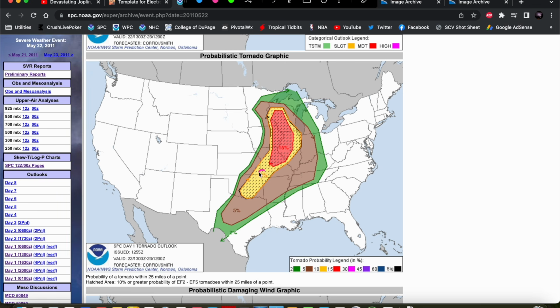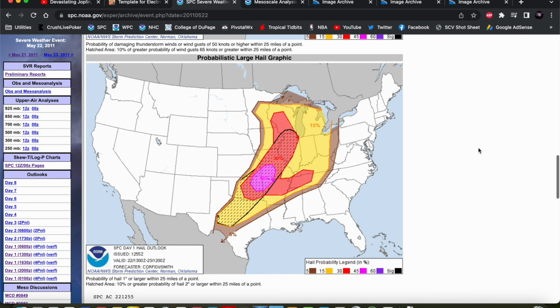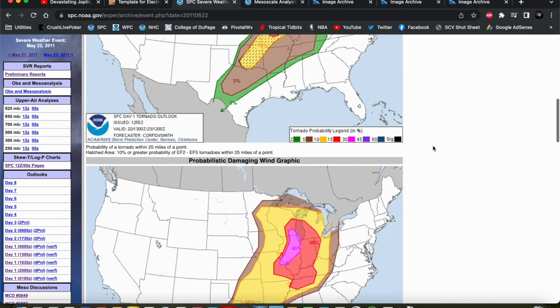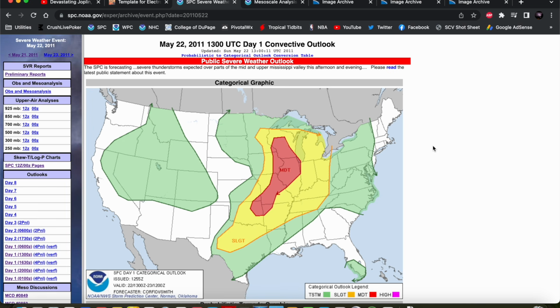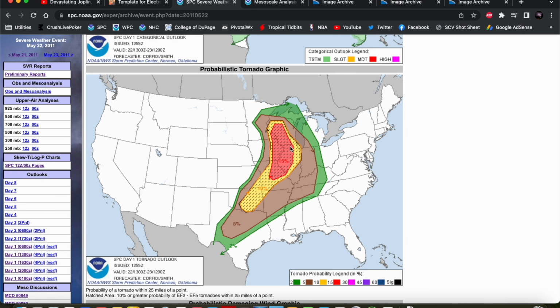Now, Joplin sits right in here, at that Kansas, Oklahoma, Missouri triple point. And so it was well outside of the greatest tornado threat in that 15% hatched area, but it was well within the 10% hatched area. And we'll talk about the bimodal setup that occurred here in a second. We also had a damaging wind threat as well as a large hail threat that were most greatly centered on that southwest Missouri to northeast Oklahoma corridor. So there was definitely the threat for numerous supercells with significant severe weather likely throughout the region. But again, the Joplin storm was well outside of the greatest significant tornado threat.